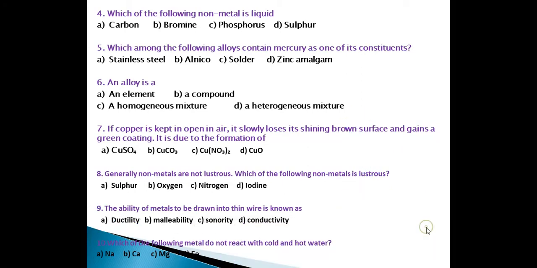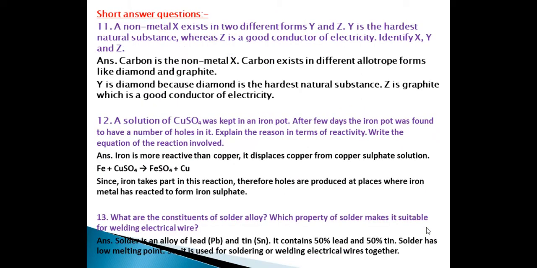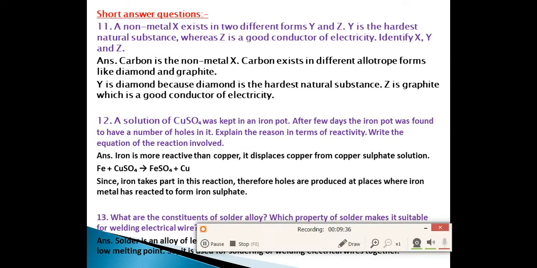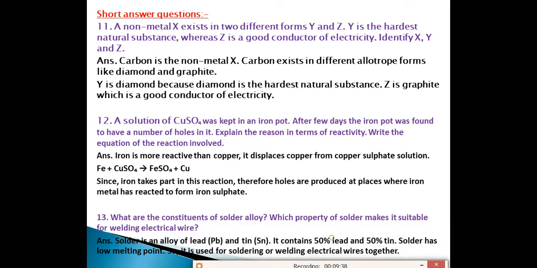Now let's come to question number 11. Short answer questions. A nonmetal X, one nonmetal is there, and the name of that nonmetal is X. It exists in two different forms, Y and Z. Y is the hardest known substance and Z is a good conductor of electricity. Identify X, Y and Z.